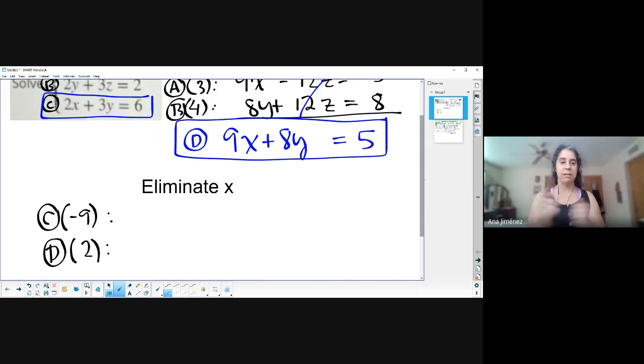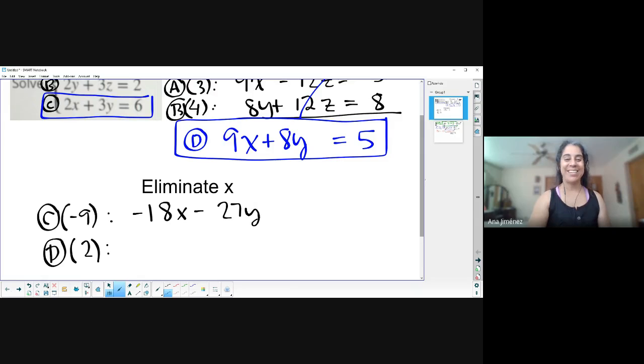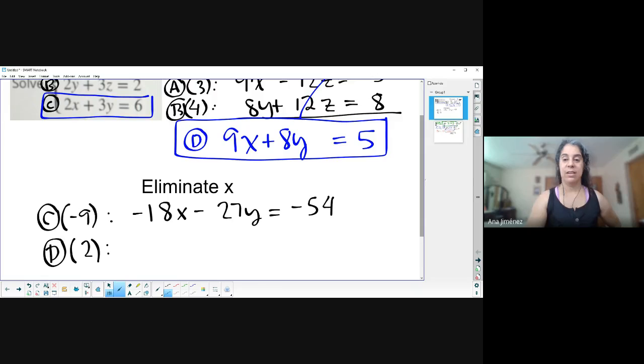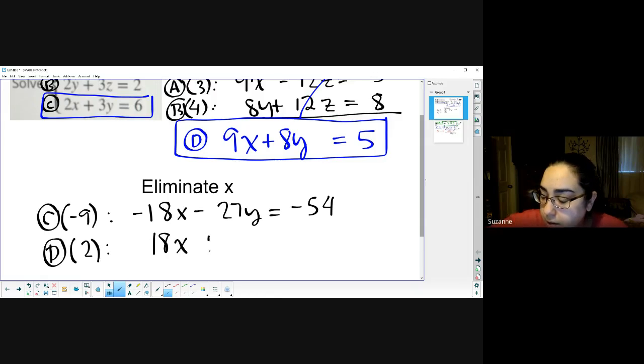So I've written that down. That's my plan. And then we'll just make sure we take -9 times every single term in equation C. So I'm getting -18x minus 27y. Yes, good. Equals, what's next? 9 times 6, 54. And it's going to be negative. -54. Good. Okay. And then for equation D, I have to multiply that times 2. So that'll give me my positive 18x, and then 16y, and it equals positive 10.